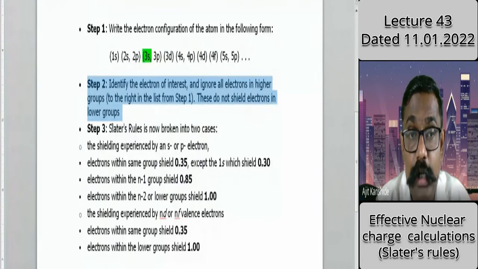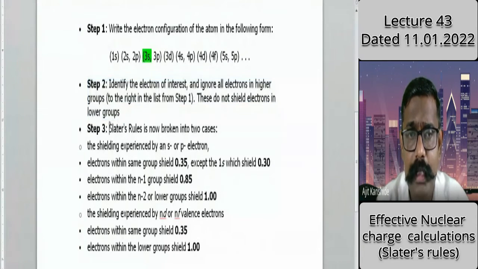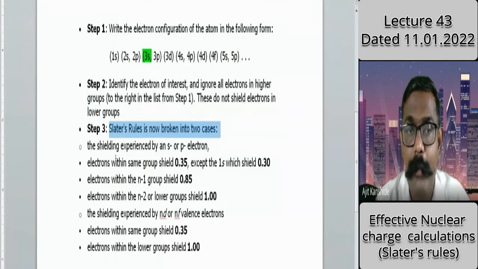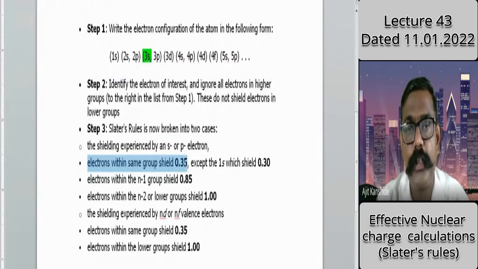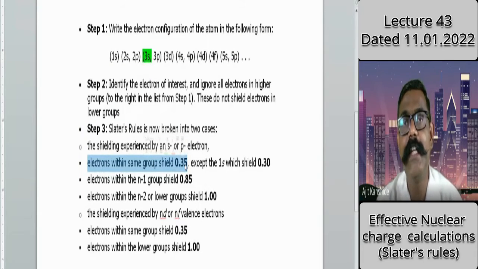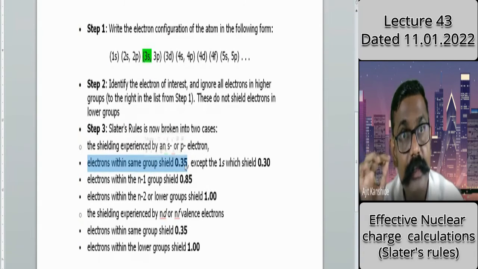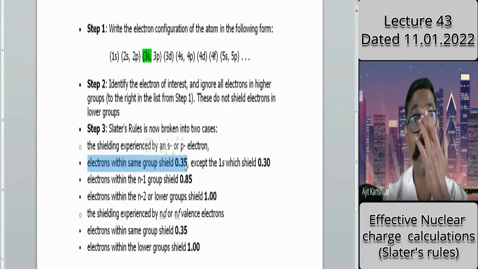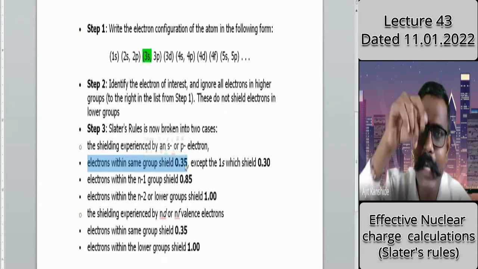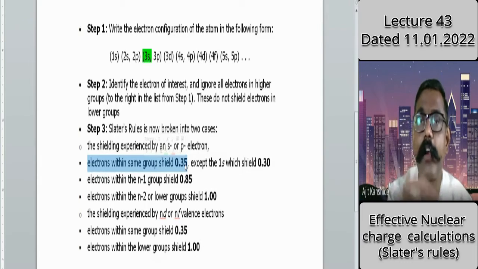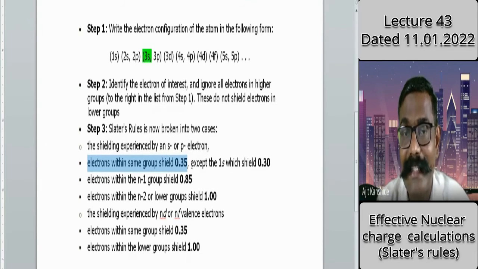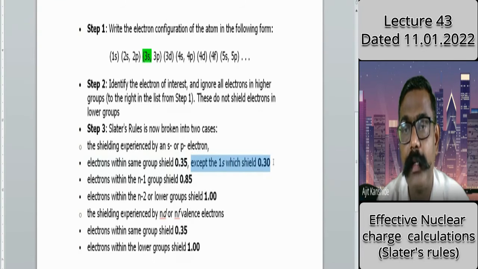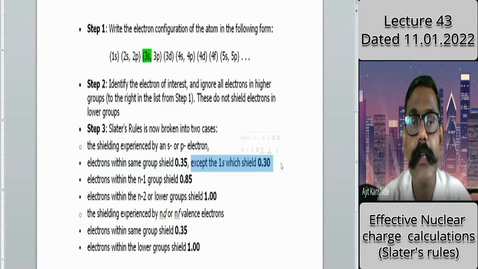Now, see the third rule, it is very important, and those are the Slater's rules. One by one, pay attention. Electrons within the same group shield to 0.35. Keep in mind, if I consider the 3s and 3p group, except the electron under consideration, other electrons have a contribution of 0.35. But there is one exception, the 1s orbital, where shielding is 0.30.